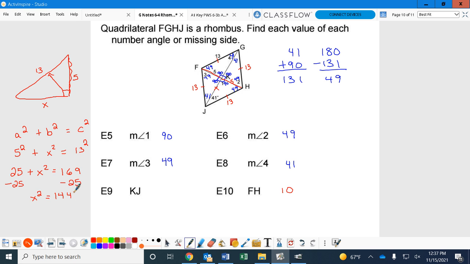Okay, look, guys, what's the opposite of addition? Subtraction. What's the opposite of multiplication? What's the opposite of squaring something? Square root, taking the square root. So we're going to put the radical sign over both of them, take the square root, and x is going to equal, what's the square root of 144? 12. There you go. That's our missing side, 12.